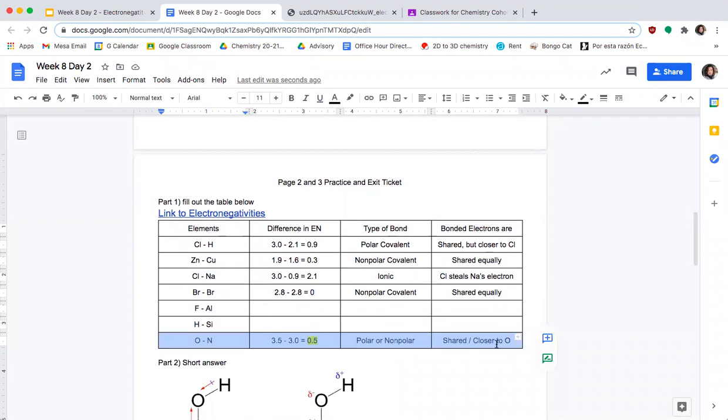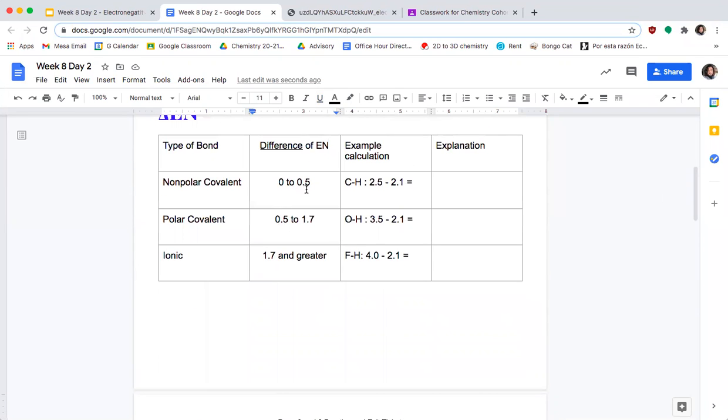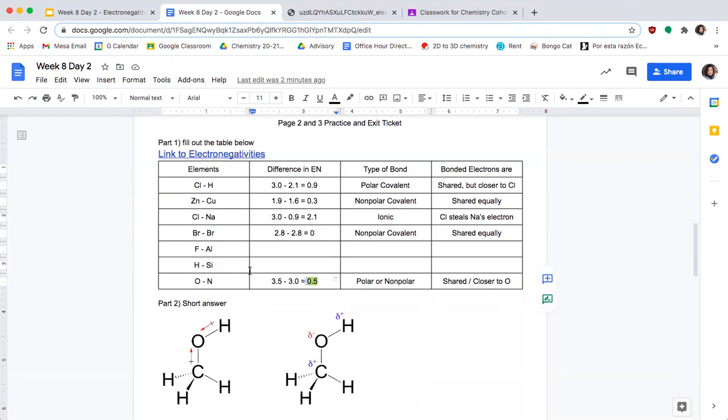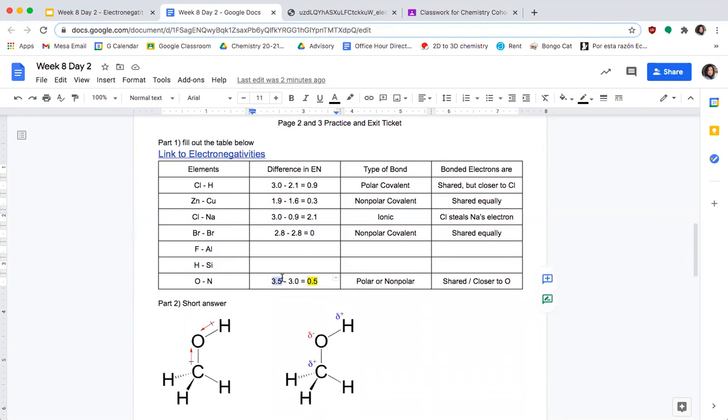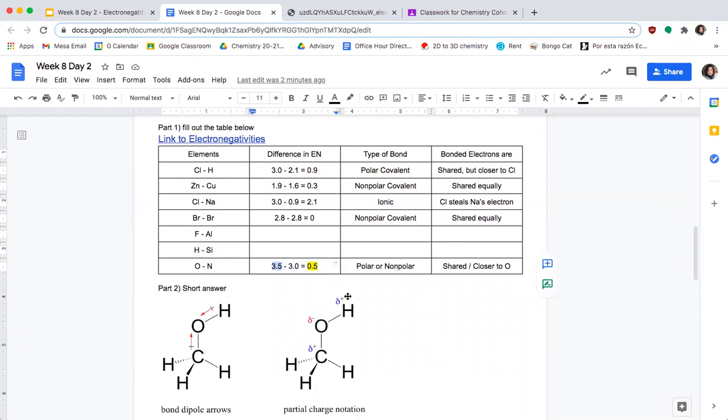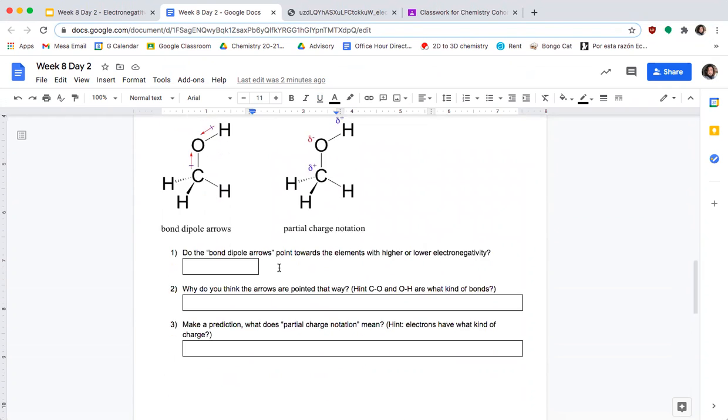Here's an example right on this borderline number, 0.5. The difference between oxygen and nitrogen is 0.5. You might say, wait, 0.5 is in both of these categories. You could say it's polar covalent, but it's kind of close to nonpolar covalent. It's somewhere in between. Yes, it's polar, but it's not that polar. And you could say it's nonpolar, but the electrons are favoring one of these atoms. They are favoring oxygen, the 3.5. They're closer to the oxygen atom. Don't worry about these. We'll get into those eventually.